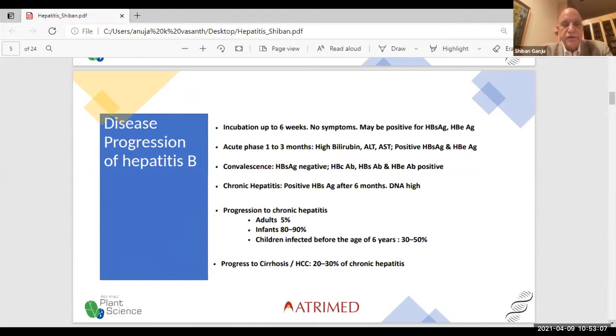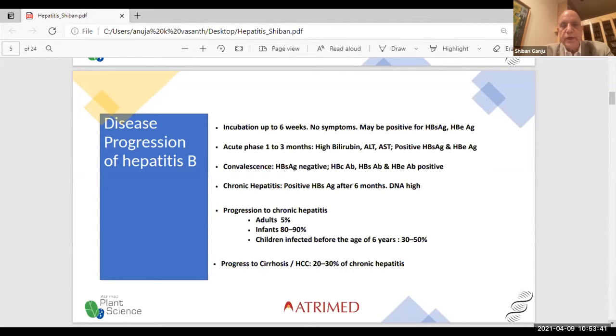The infection is transmitted through saliva and through sexual intimacy, and not through food and water generally, unlike hepatitis A, and also by IV injections, by drug abuse, or abusing syringes for injecting drugs. The incubation is up to 6 weeks, and the acute phase lasts about 3 months. Then there's a convalescence phase.